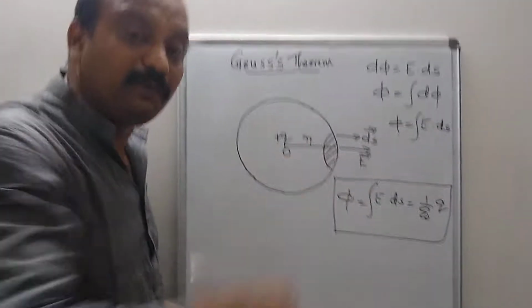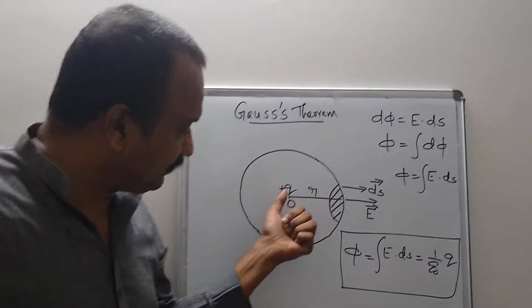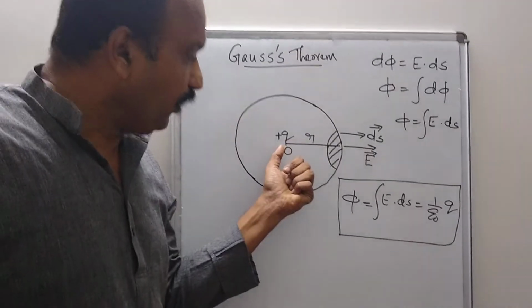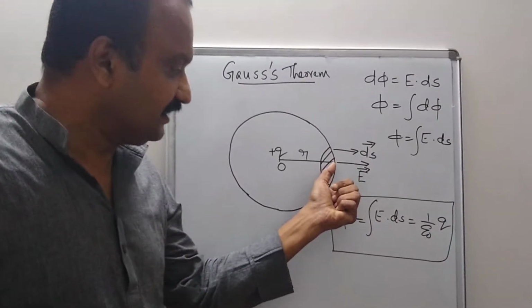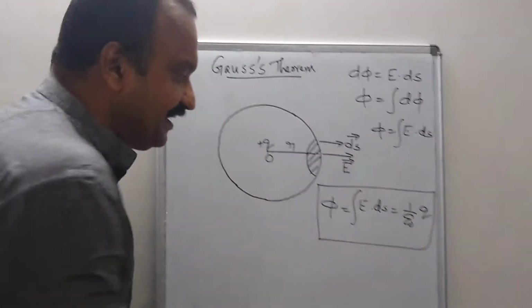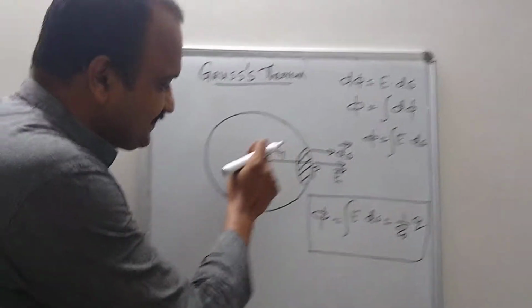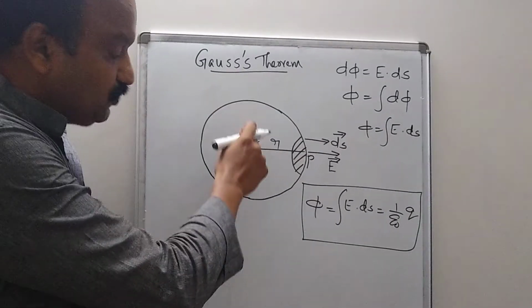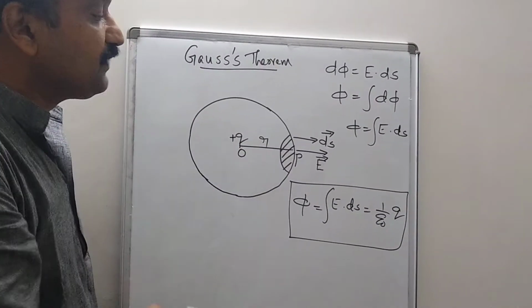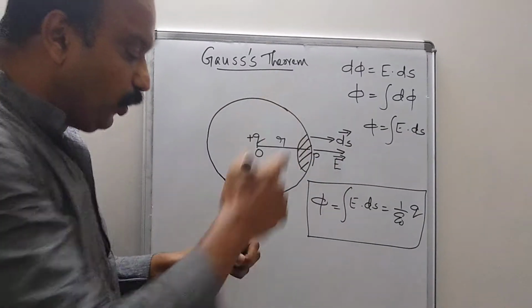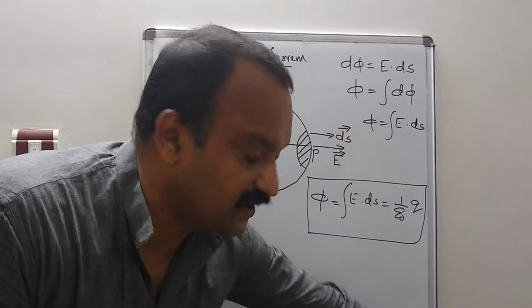So there is a point called O. At that point O, plus q charge is placed. This point is at a distance r from O. Say you mark that point as P. So point P is at a distance r from O, plus q charge is placed at O. Now this is a closed surface. That's called a Gaussian surface.